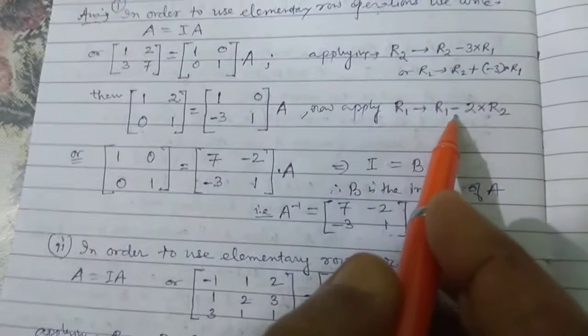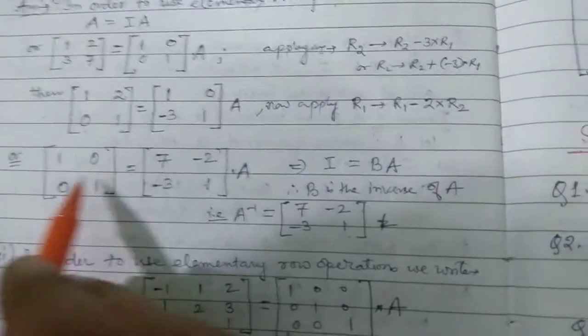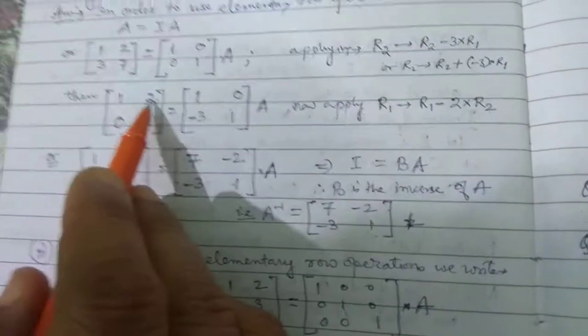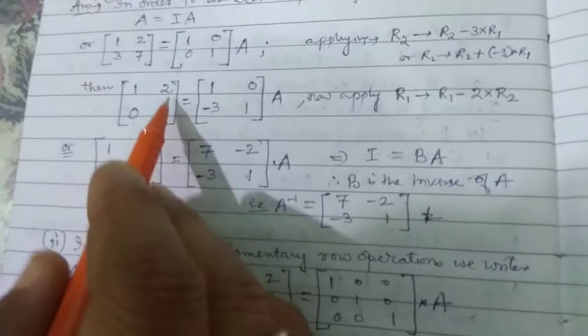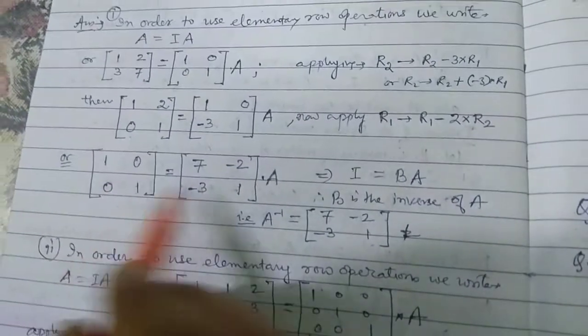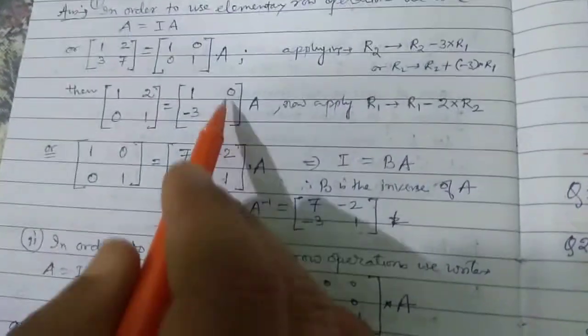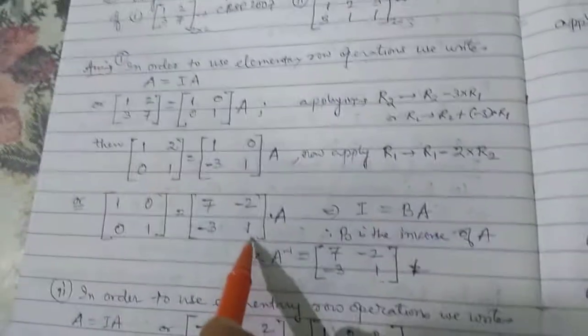Next we are applying R1 is equal to R1 minus 2 into R2. Now then it is coming R1 minus 1 minus 2 into 0. So 1 only. 2 minus 2 into 1, so 0. So 1, 0, 0, 1. Here it is coming 7. Here coming minus 2. Here coming minus 3 and 1. Now this is I. Now it become I.